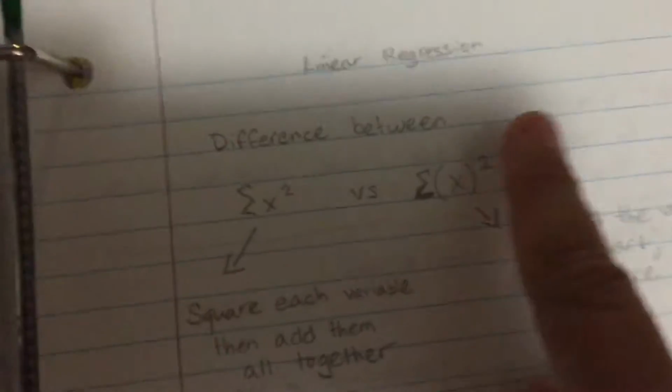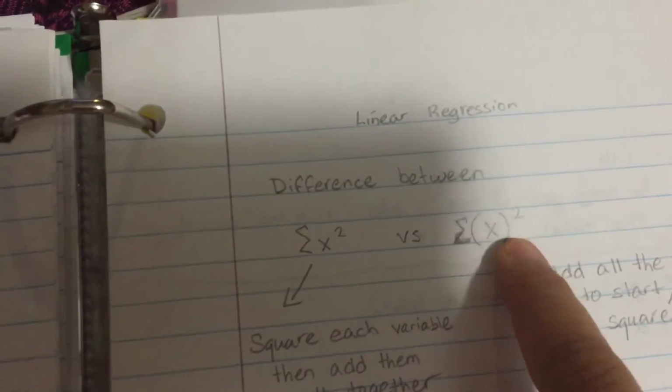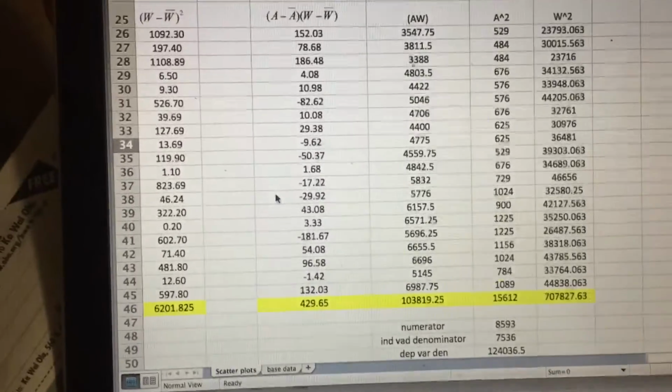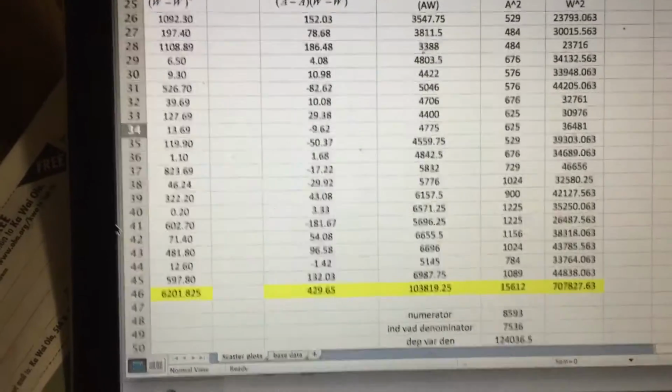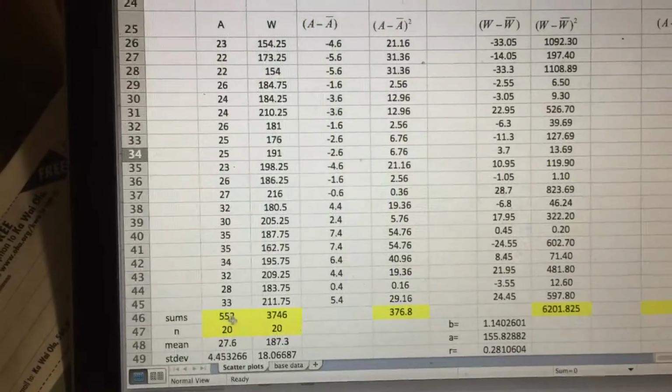What I did was this. He said if you see this sum and then you see the a in the parentheses with the squared, that's where you would have grabbed that 552, okay, that 552, and just squared it.